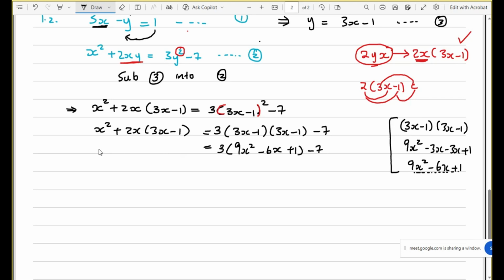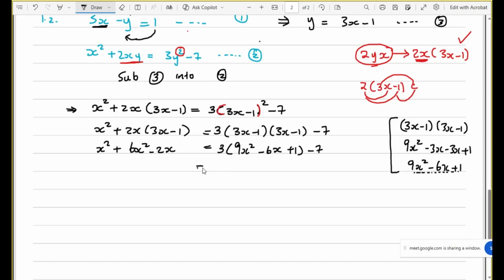Okay, so on the other side, we still have x squared. I need to multiply everything by that 2x, which will give me 6x squared. Then we still have 2x times minus 1, so this will be minus 2x, which is equated to that.